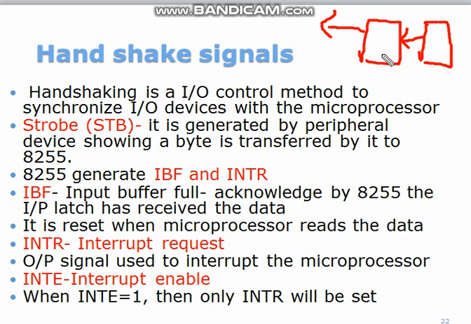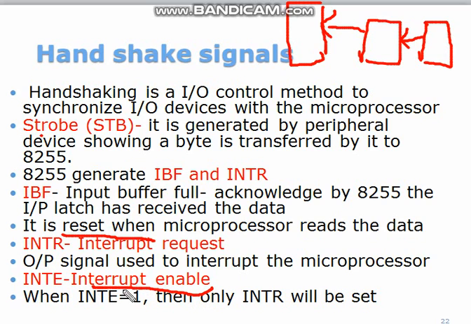Once the data is read, the microprocessor will reset. So an interrupt request will be sent by the microprocessor. Once the microprocessor reads the data, it will send the interrupt signal. It will acknowledge the interrupt and read the data, and immediately after it reads the data, the microprocessor will reset the data. Okay. So now how all these are going to work is with the help of this interrupt enable.